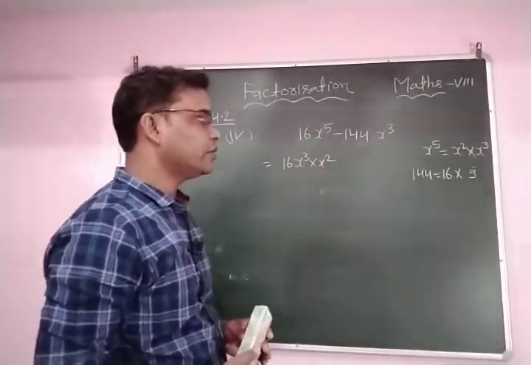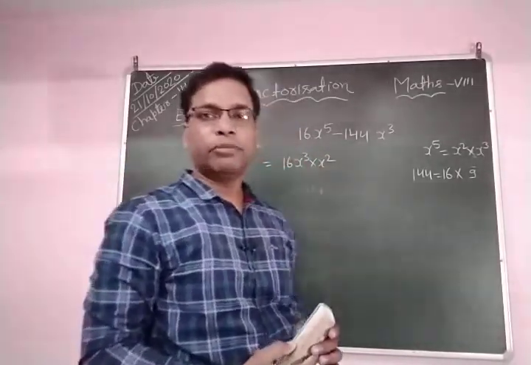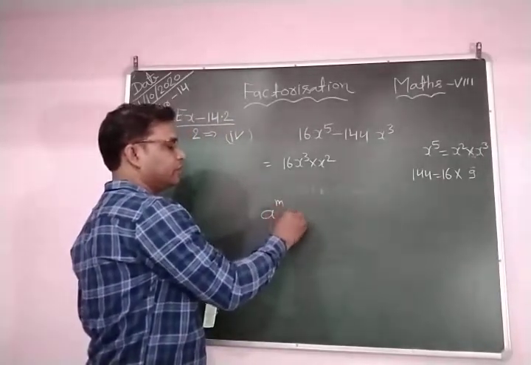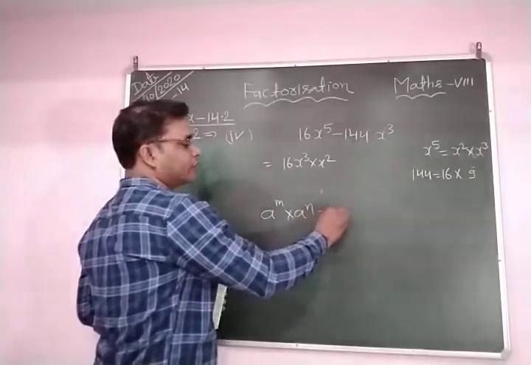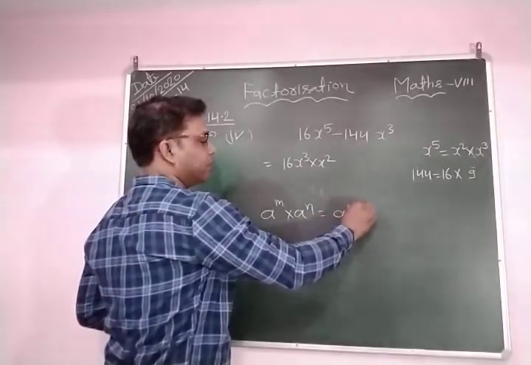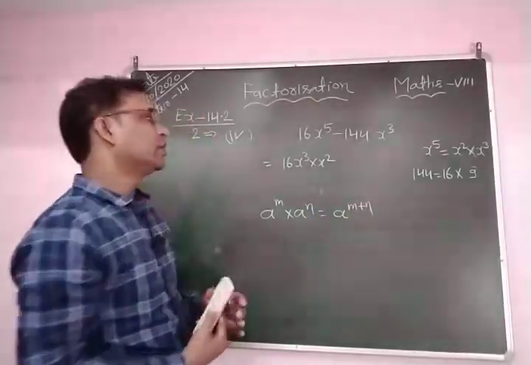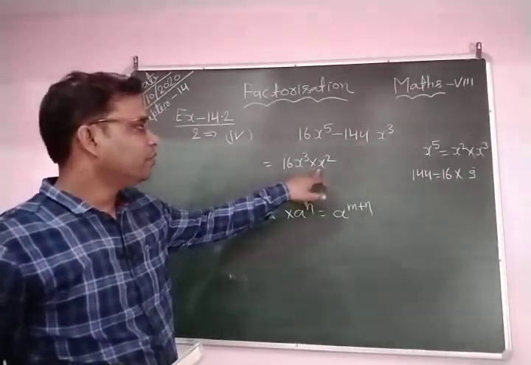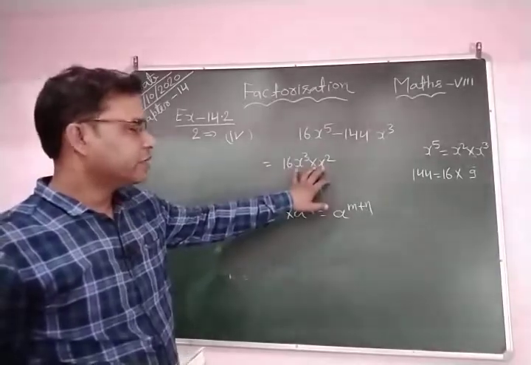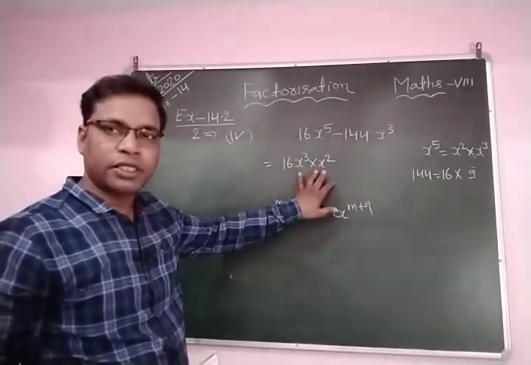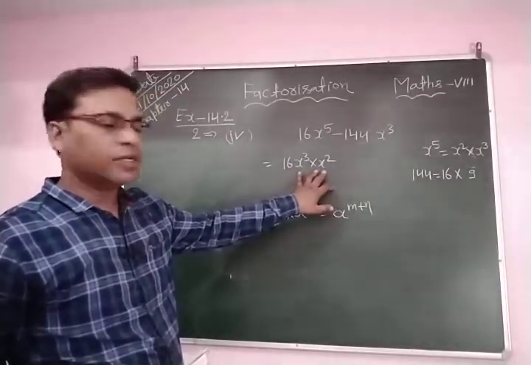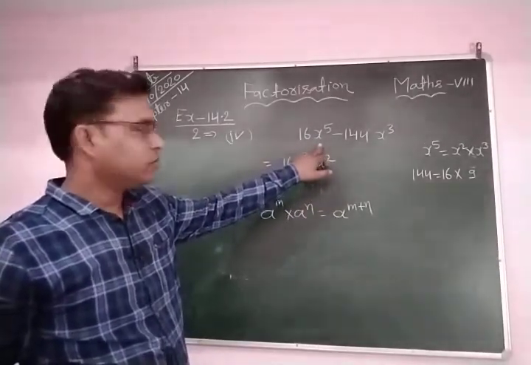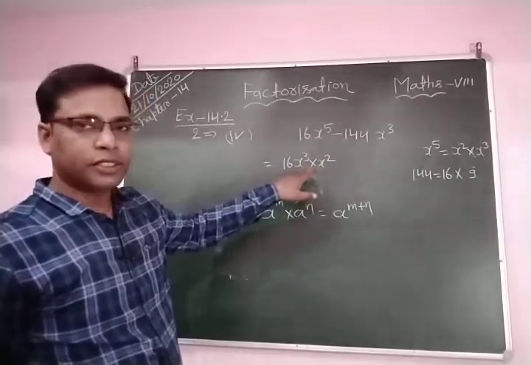Because you know that if the bases are the same, then the powers act like this formula: aᵐ into aⁿ is equal to nothing but aᵐ⁺ⁿ. So here you can see the bases are the same, x, but the powers are different. If the bases are the same in multiplication, then you can add their powers. So this becomes x to the power 5 here. Clear? I hope you have no doubt from these steps.